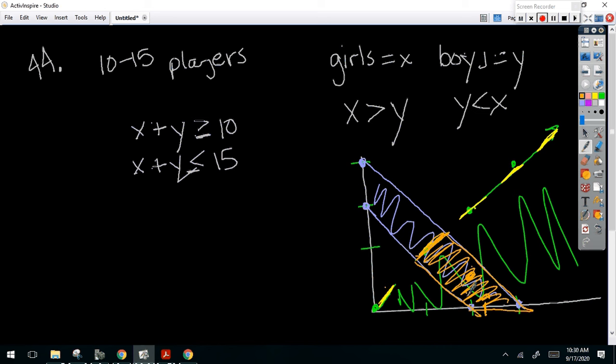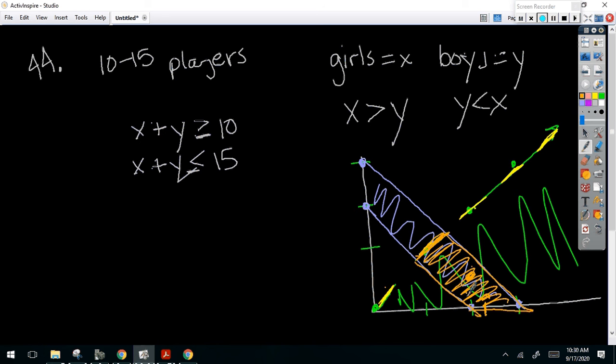How do you graph the line y equals x? The y-intercept is 0 and the slope is 1. That's where that came from.